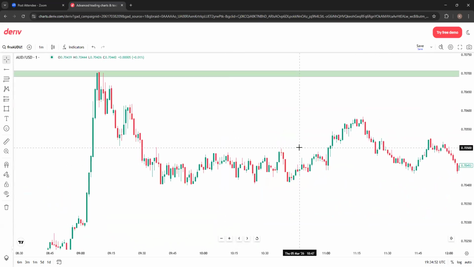So if you refine your entries, you always get sniper entries. If you refine your order blocks, you always get sniper entries. Almost always.